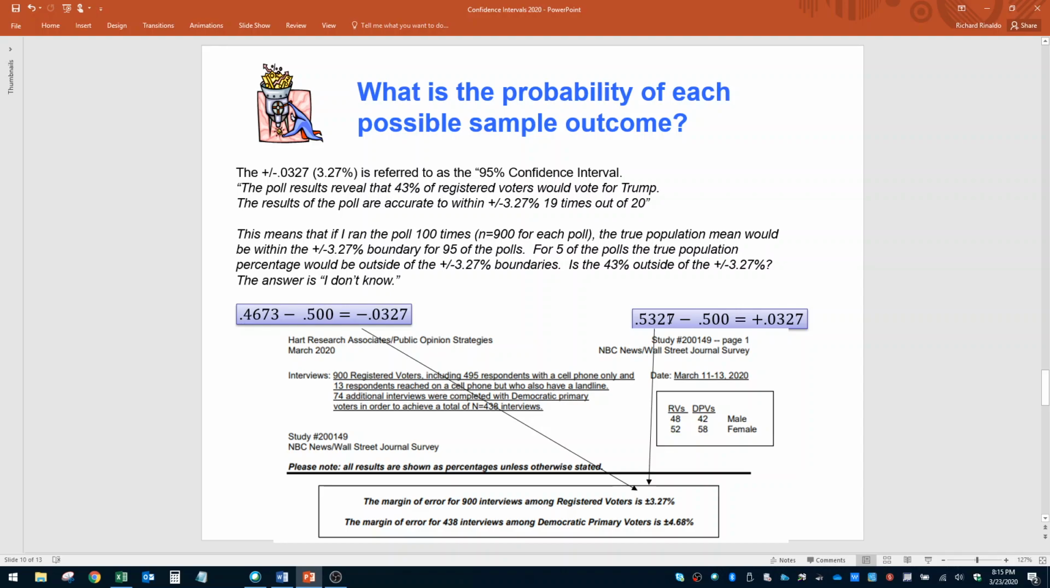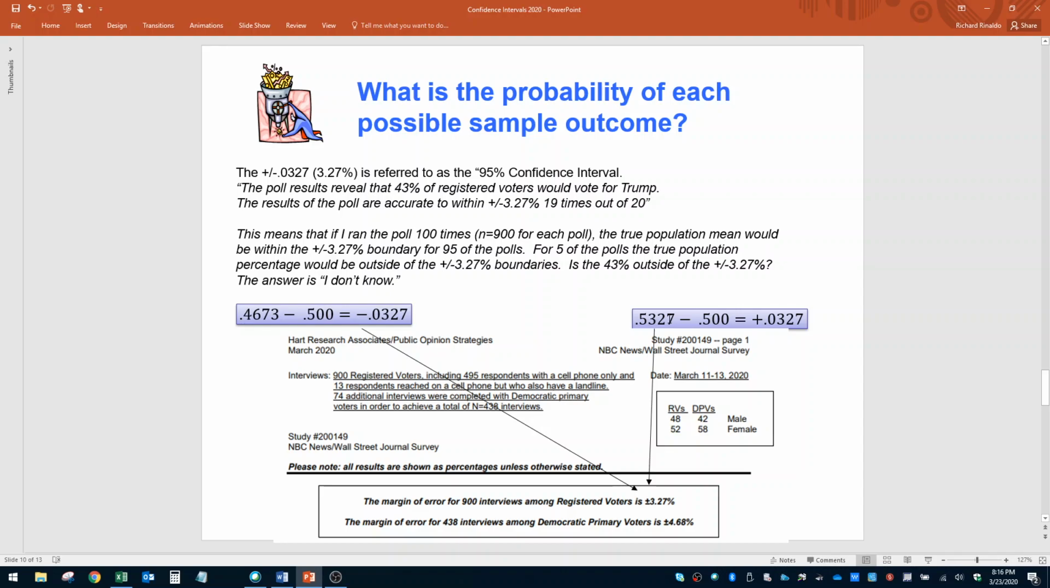If I throw that out the window, I'm going to anchor that plus or minus 3.27% to the 43. So I'm going to take 43% and then plus or minus 3.27% from that 43, which would give me approximately a boundary of between 39.25 and 46.27. Right? Those are boundaries. And I'll say my results are accurate within the plus or minus 3.27%, 19 times out of 20. Is the true population mean within those boundaries?